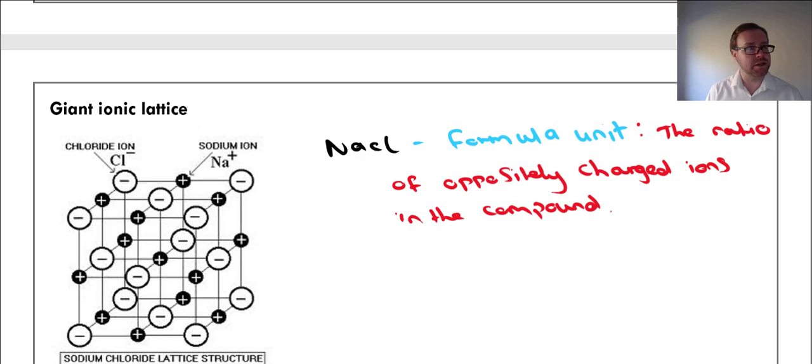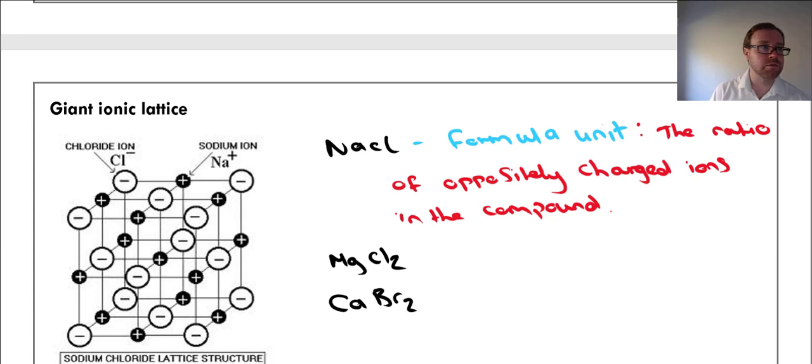Okay, so here we'll just do some quick examples. So we've got NaCl. Another example might be MgCl2. And we'll do one more. What shall we do? CaBr2. So these are all examples of ionic structures. Remember that ionic bonding occurs between a metal, such as sodium, and a non-metal.